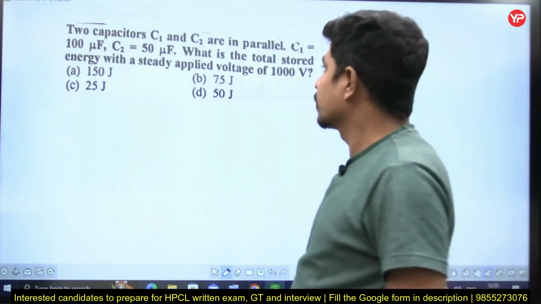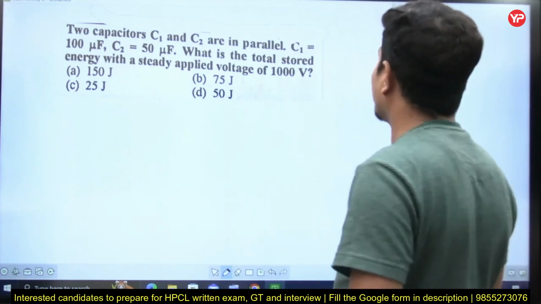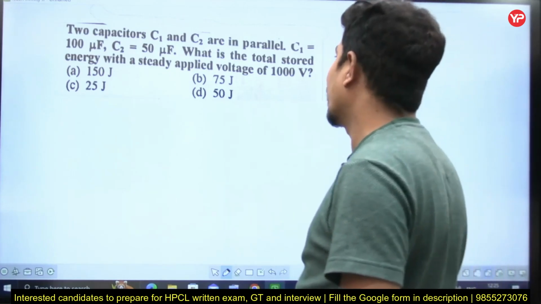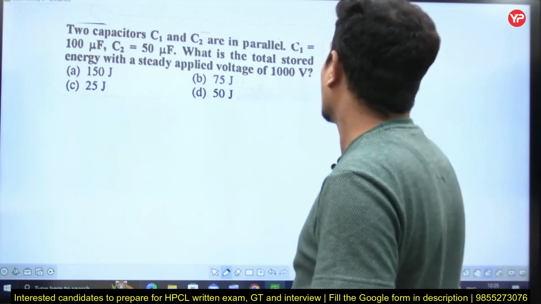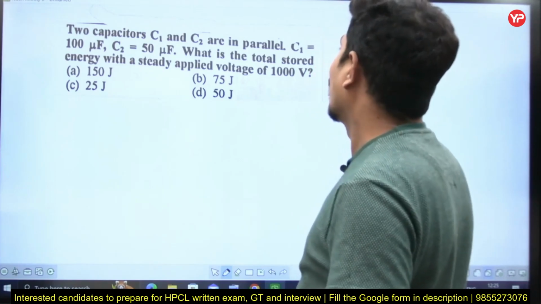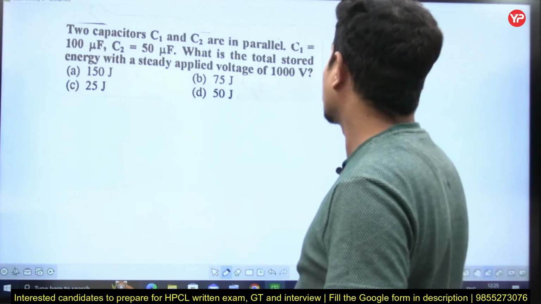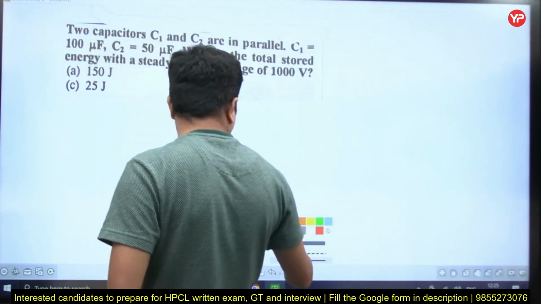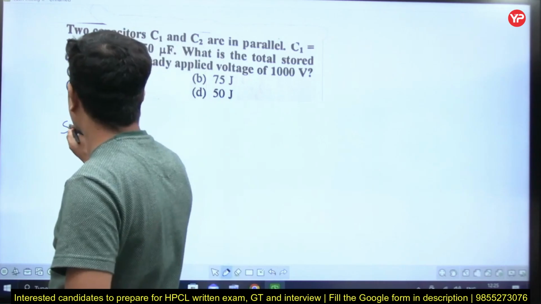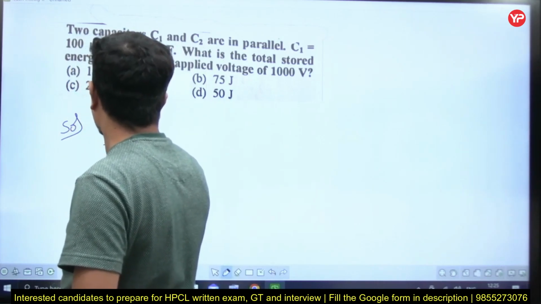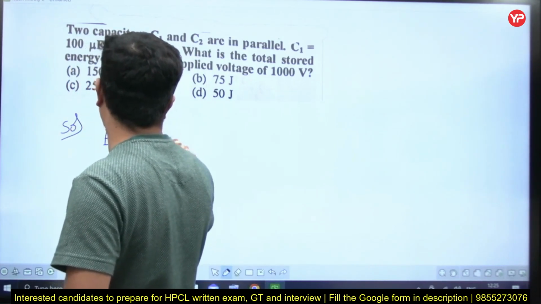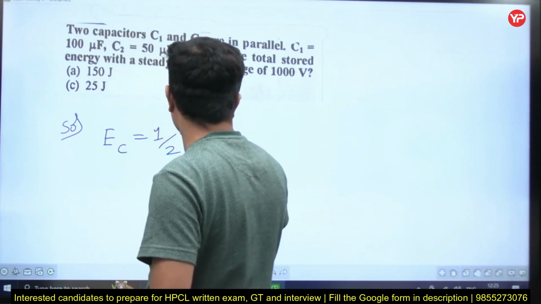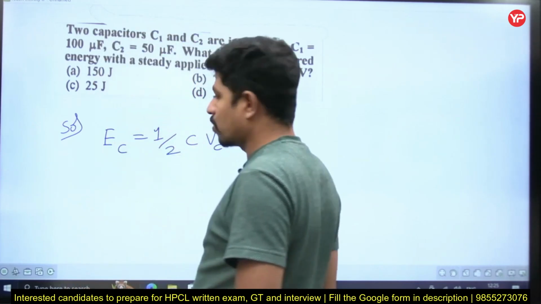Two capacitors C1 and C2 are in parallel. C1 is equal to 100 microfarad, C2 is equal to 50 microfarad. What is the total energy stored with a steady state applied voltage of 1000 volts? So this is a direct question. What is the formula for energy stored of a capacitor? EC is equal to half C VC square, where VC is the voltage across the capacitor.